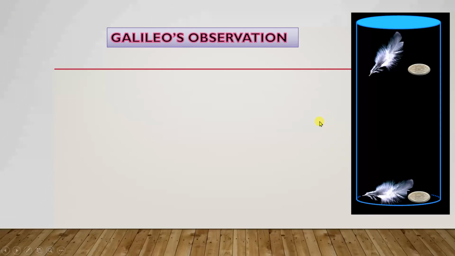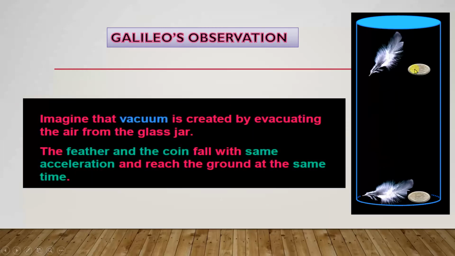What he observed was that if there is no air inside this glass jar, vacuum is created, then a feather and the coin will fall with the same acceleration and they will reach the ground at the same time. It will not depend upon the mass. Acceleration due to gravity will be the same. Both पे g लगेगी and it will not depend upon the mass. Feather का mass बहुत कम है, 5 रुपये का coin comparative to feather is more, but acceleration due to gravity on both will be the same because acceleration due to gravity does not depend upon the mass. ये थी गैलीलियो की observation.